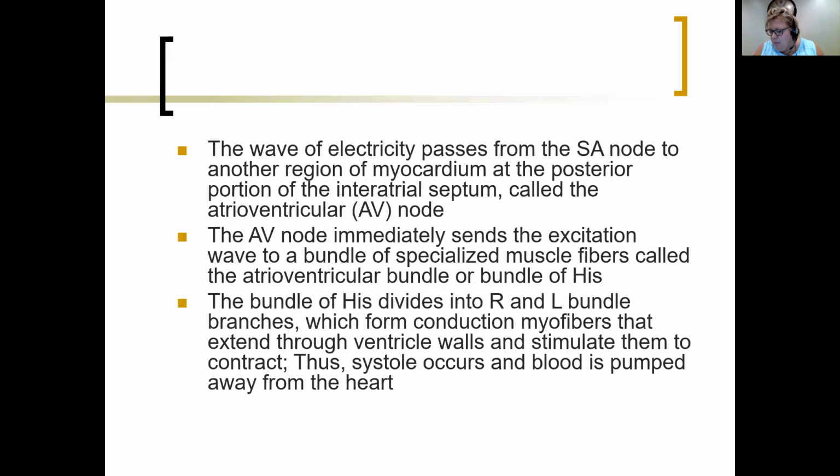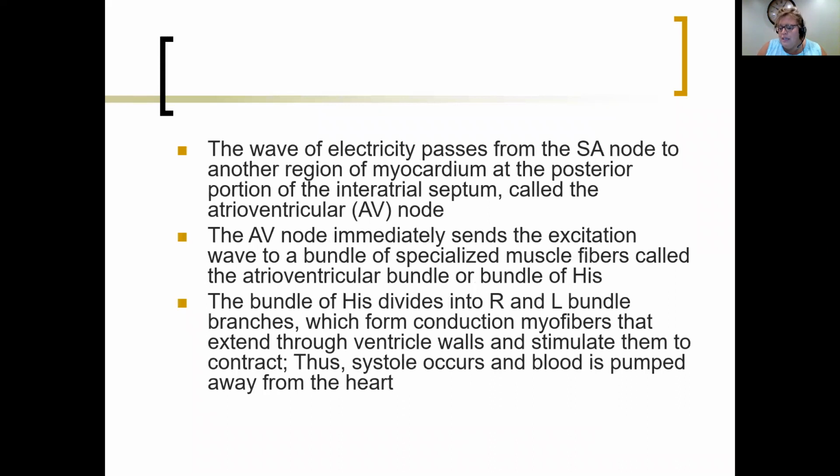If you look on the diagram on 408, number 1 is the SA node. And you can see it's just kind of sitting posterior or behind the right atrium. So 1 is the SA node. And this electricity passes from this node to another region of myocardium at the posterior portion of the interatrial septum, so that wall between the right and left atria, called the AV node. And that stands for atrioventricular node. And that's number 2 on the diagram.